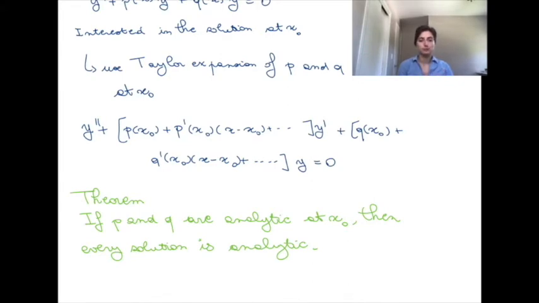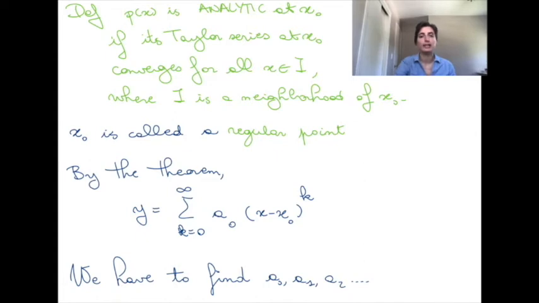And we have a theorem that says that if both p and q are analytic at x0, then every solution of the ODE is analytic. Just a reminder of what analytic means. A function is analytic at a point x0 if the Taylor series of that function centered at x0 converges for all values of x in a neighborhood of x0. If this is true, then x0 is called a regular point.